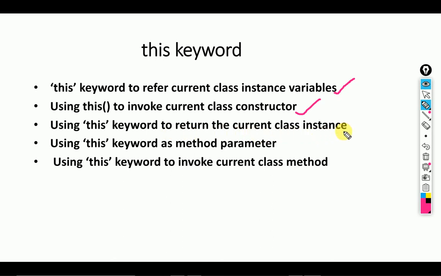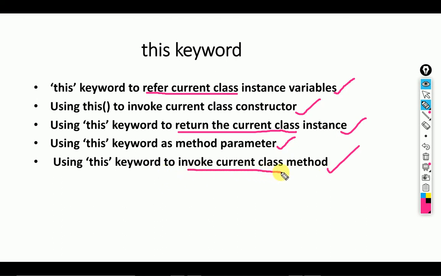Here you can see the first and third are similar, but in the first the this keyword is referring to the current class, and in the third it returns the current class. So this is the difference between the first and third points. The fourth one is using the this keyword as a method parameter. And the fifth one is using the this keyword to invoke the current class method.